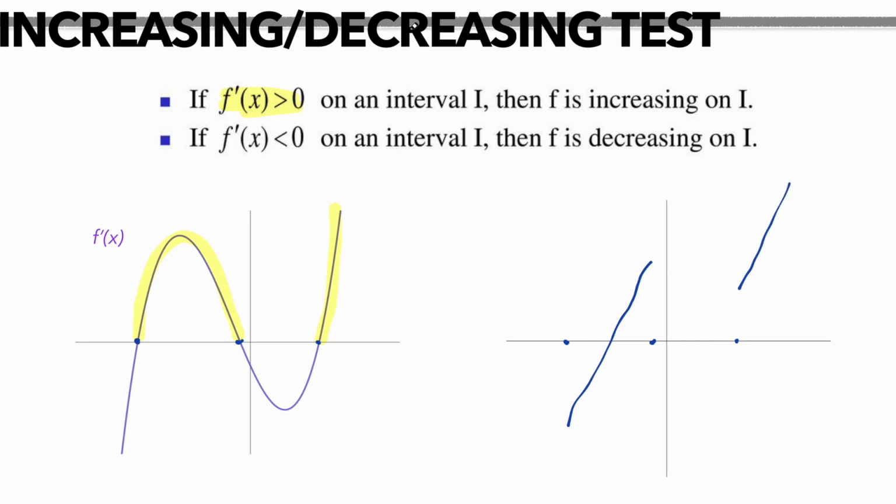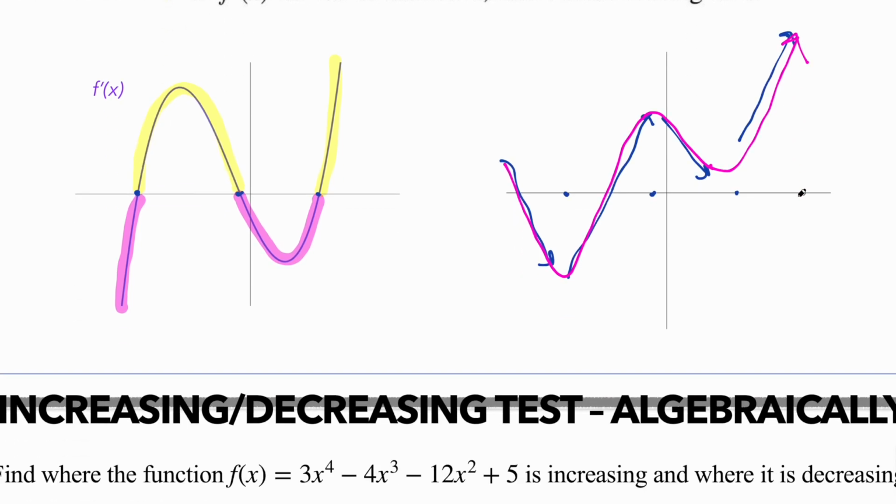And then again, if anything is less than 0, which would be everything below the graph of the derivative, then the original function would be decreasing. So up to this point, it actually is going to be decreasing, increasing here, decreasing again, and then increasing. So it's going to look relatively something like it's going to go down and then up, and then down, and then up. That is the increasing, decreasing test.